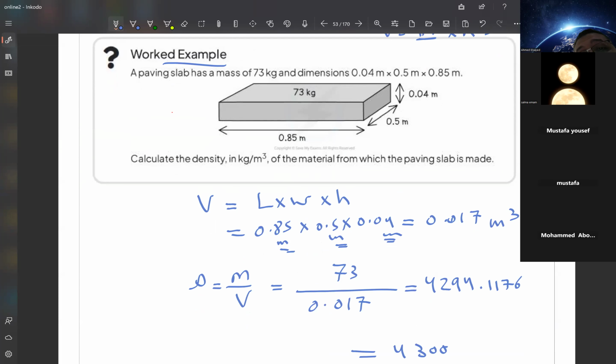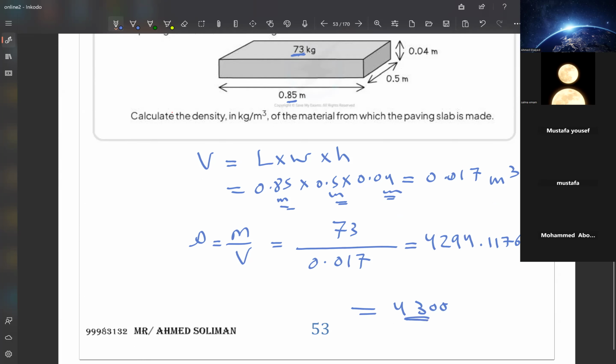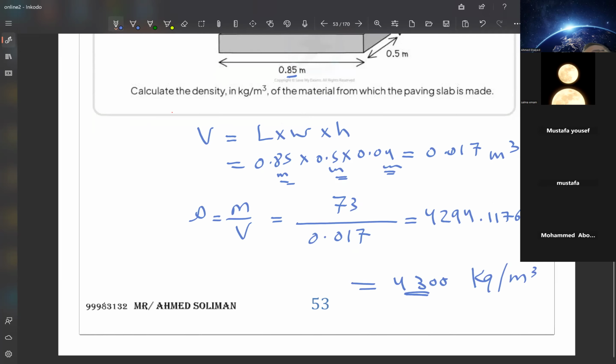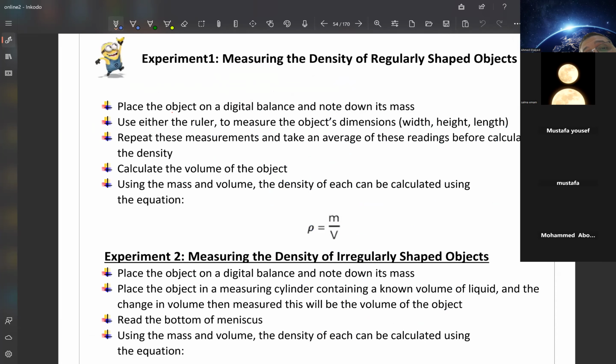As you see, Abdurrahman, two significant figures. The maximum is two significant figures, so my answer will be two significant figures. And the unit will be kilogram per meter cubed. So until now, we have density equals mass over volume.